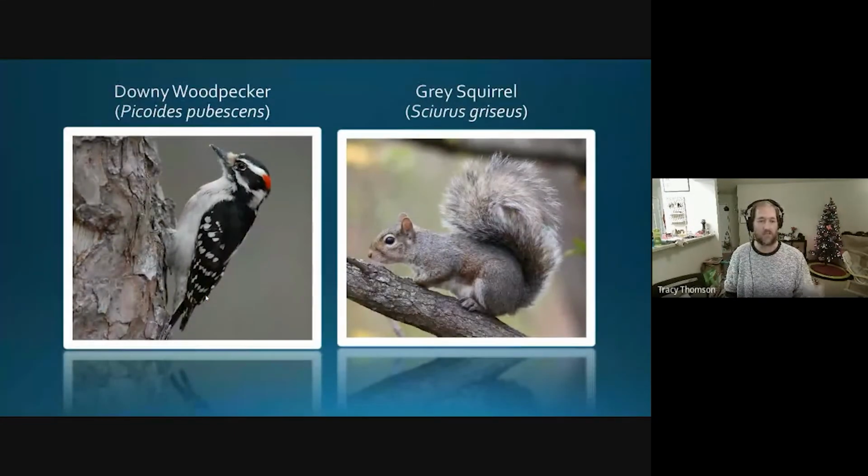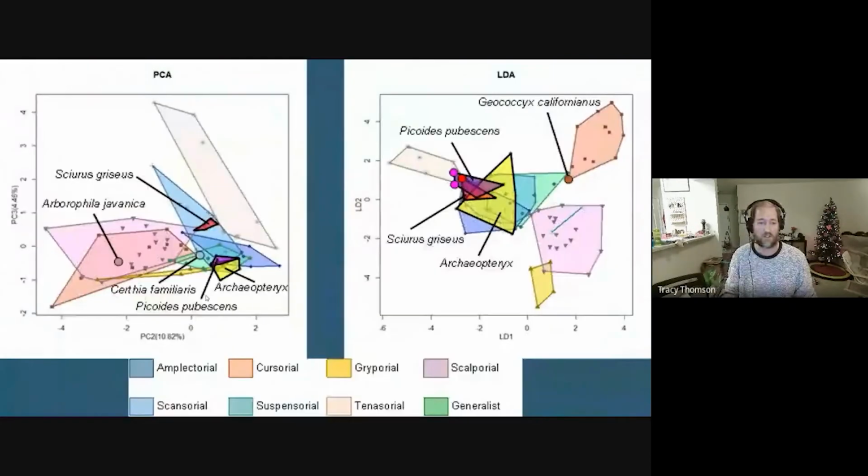I did also throw in, here's our friends, the downy woodpecker and the gray squirrel. I took a full set of claws from each of these animals and threw them into the analysis as unknowns just to test how the analysis predicted their function. I already know that they're scansorial, one's a mammal and one's a bird, but I wanted to test how the program was using that and compare that to how it classified Archaeopteryx, just to see if everything was functioning correctly.